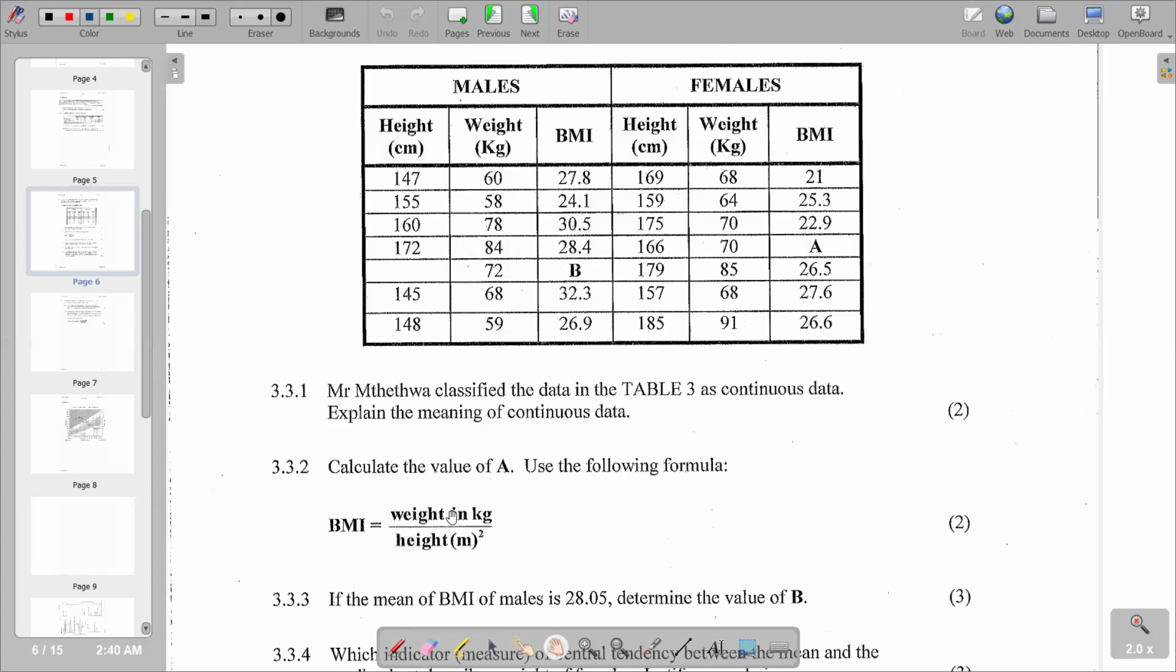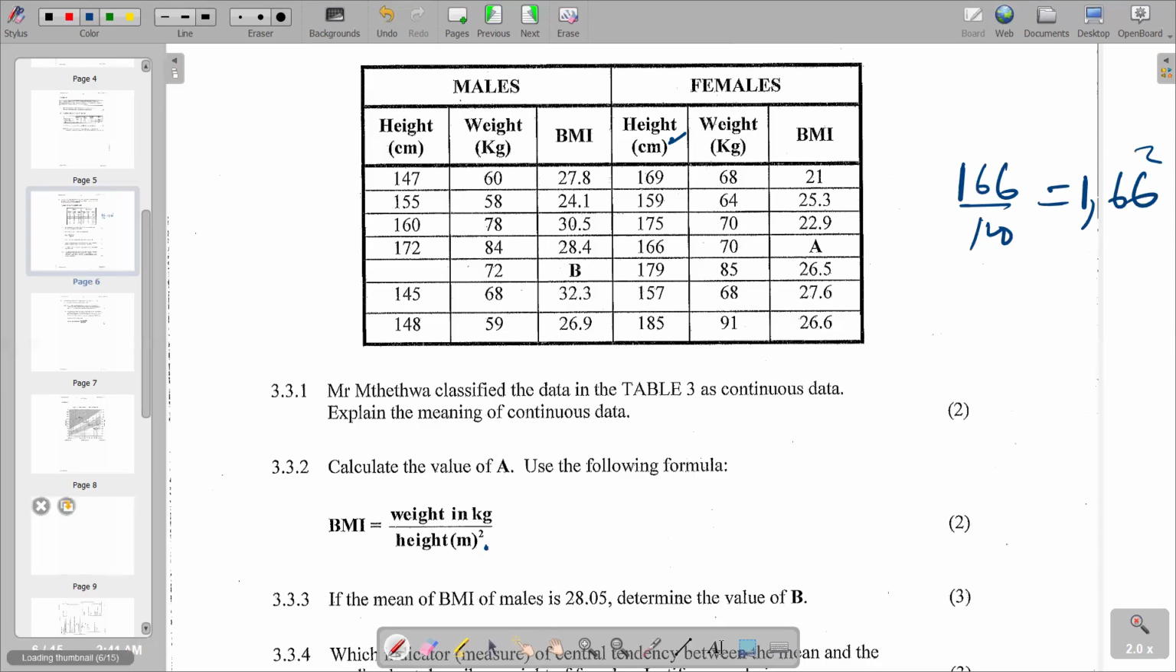Then we move on to the next question, which is saying calculate the value of A using the formula BMI equals weight in kilograms over height squared. According to the presentation that we are given there, the height is squared. So for A, our weight is given as 70, and our height is given as 166. That's 166 centimeters. Let's take note: we are supposed to remember 1 meter is equal to 100 centimeters. We present it as 1.66, so it's going to be squared. So that will be 70.